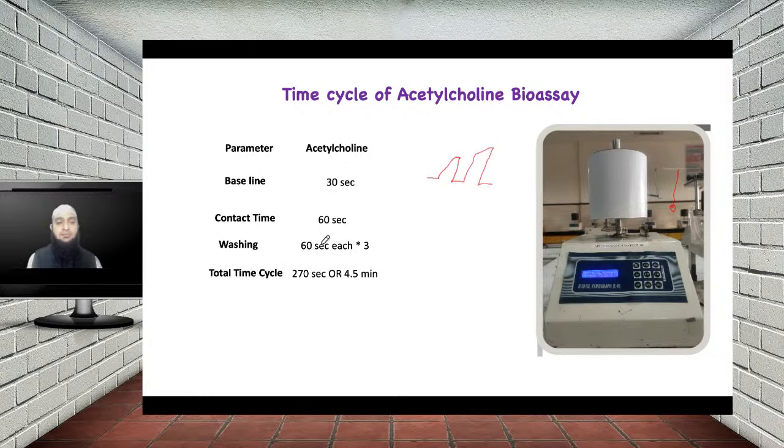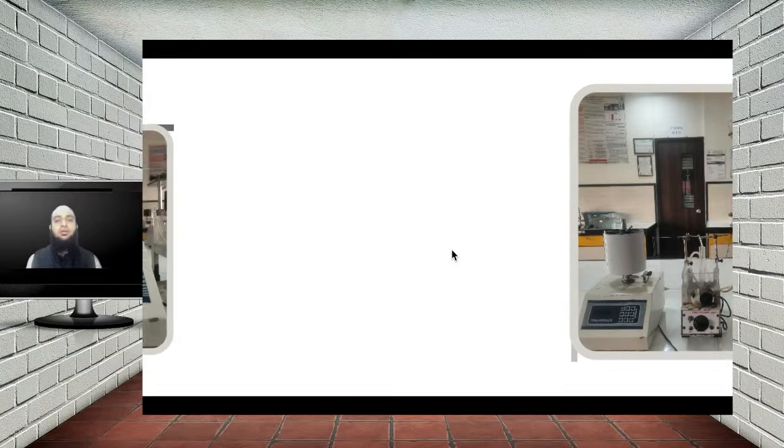Okay, so the total time cycle that you spend in the case of acetylcholine bioassay is 270 seconds, or 4.5 minutes. The 4.5 minutes is the total time cycle for taking one response: 30 seconds of baseline, then 60 seconds of contact time, then 3 minutes spent in washing, that is three washings, each of 1 minute. So the total time cycle you have spent is 4.5 minutes. This is about the time cycle of acetylcholine bioassay.